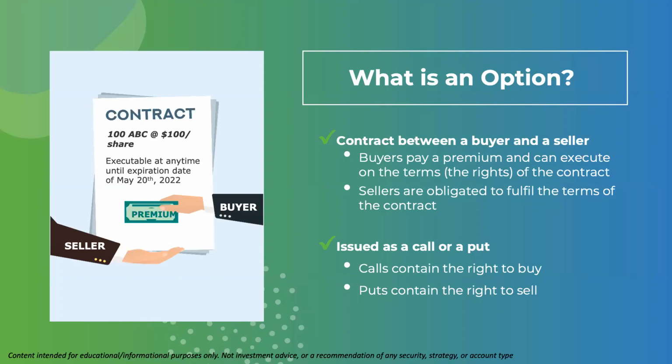In this example, the contract contains 100 shares of ABC at $100 per share. It has an expiration date attached to it. If it's issued as a call, that means it contains the right to buy. As a put, it contains the right to sell. As the buyer, we can execute upon the terms of that contract at any time, whereas the seller is obligated to fulfill the terms of that contract. So that's just a quick high-level overview. If this is your first time, we want to make sure that we always cover that.